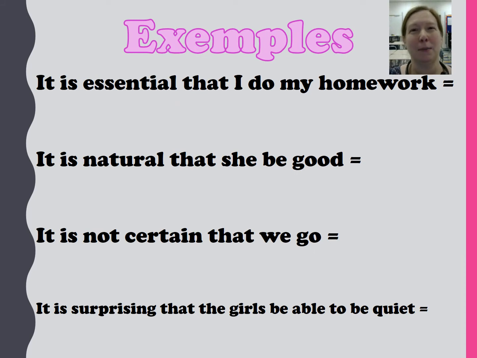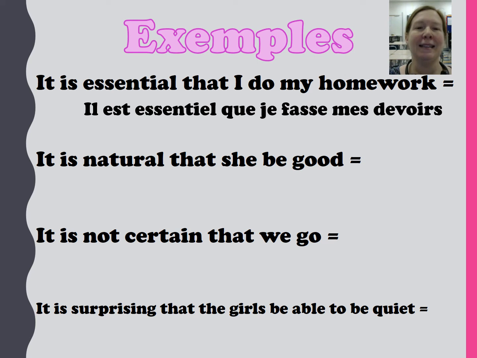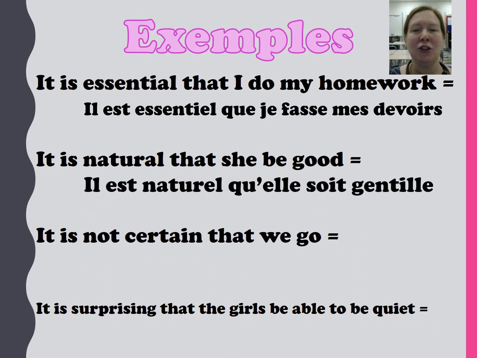So here are some examples. Now I've taken some similar examples and all I've done is I've changed il faut que, il est nécessaire que, meaning it is necessary that, to one of the new expressions. So it is essential that I do my homework. Il est essentiel que je fasse mes devoirs. It is natural that she be good. Il est naturel qu'elle soit gentille.